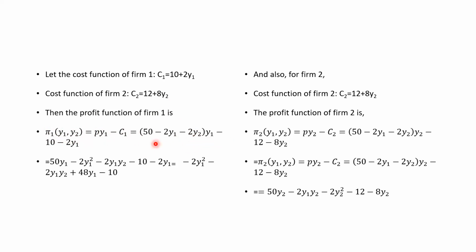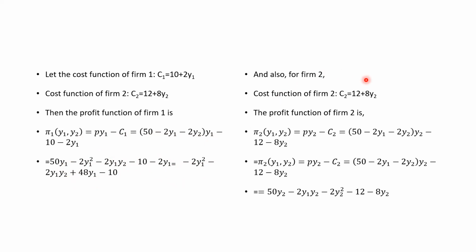And y1 is here, minus, what is the cost? Minus (10 plus 2y1). If you put the common minus, it will become minus 10 minus 2y1. Okay, so you can simplify this. It becomes 50y1 minus 2y1 square minus 2y1y2 minus 10 minus 2y1. And this can be further simplified to minus 2y1 square minus 2y1y2. 50y1 minus 2y1, you'll be left with 48y1 minus 10.